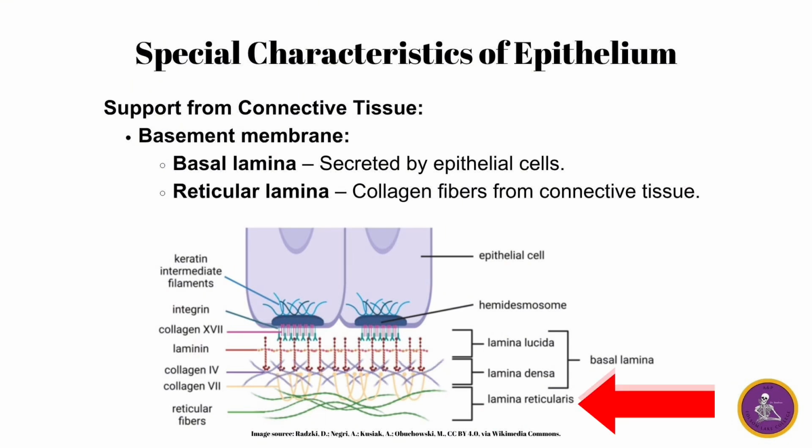Beneath that is the reticular lamina produced by the connective tissue. It contains type 3 collagen fibers, also known as reticular fibers, which provide structural support. Together, these layers form a strong selective interface between epithelial and connective tissues, anchoring the epithelium in place while regulating exchange of materials and supporting tissue repair.